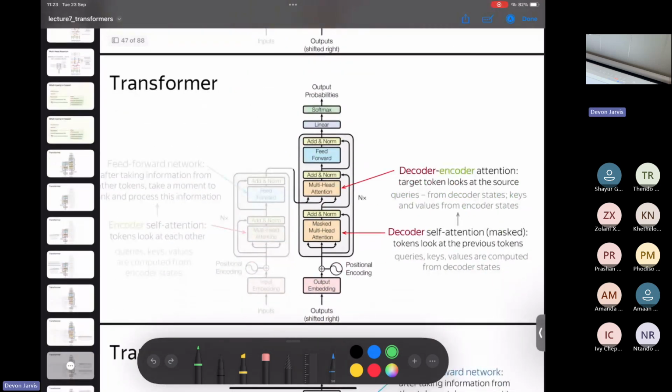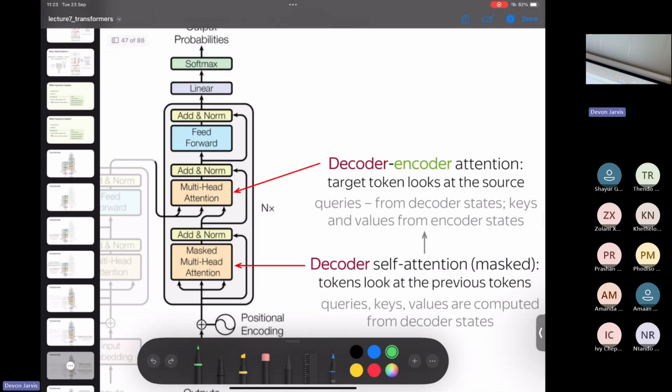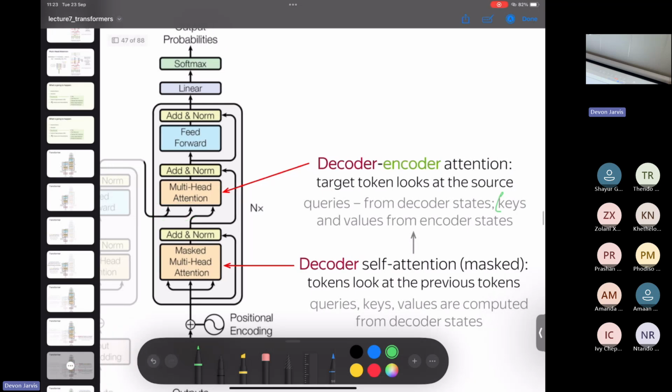And then lastly, you get to your encoder-decoder attention. Now you get your target tokens looking at the source tokens. In other words, the queries are from your decoder state. The keys and values are from your encoder states. And so that's why you have the two arrows over there, because there's two bits of information coming from your encoder: the keys and the values. The queries are the only bit of information being propagated forward from the rest of your decoder.